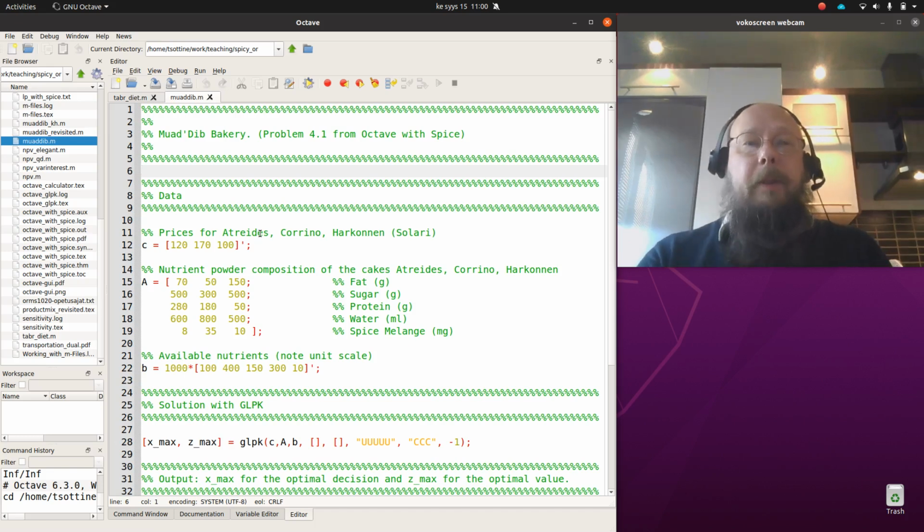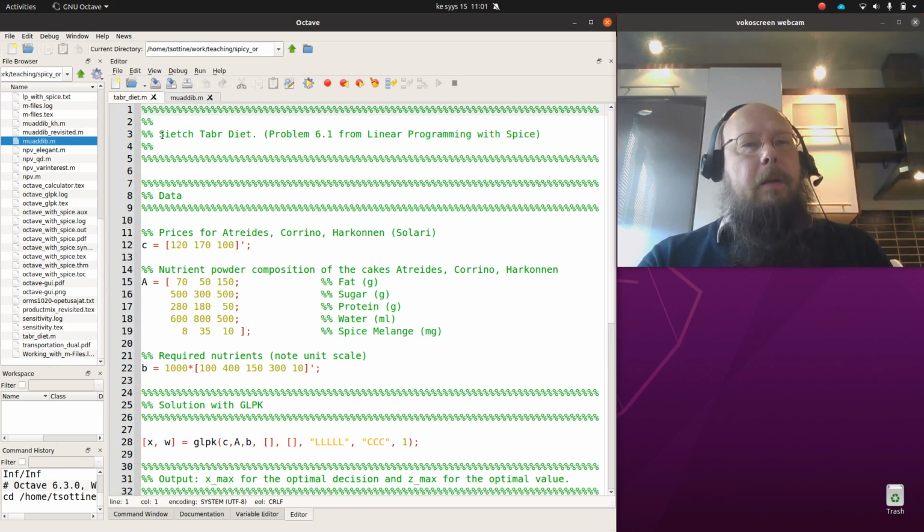So this is from the Octave with Spice notes. Of course, this problem 4.1 is the same as problem 5.1, and this is a solution. So in Tabor diet, let's see. Okay, I just, of course, change the title. Then there is a data. So what is the data in this?